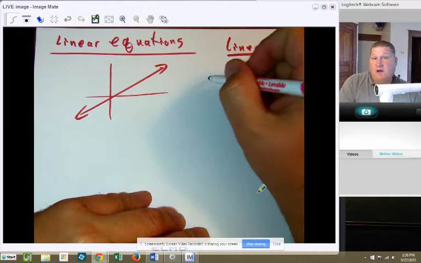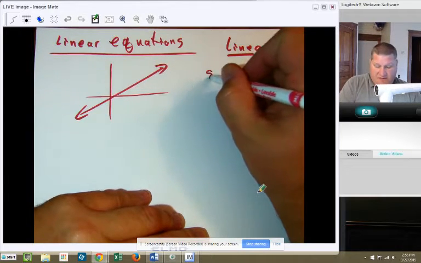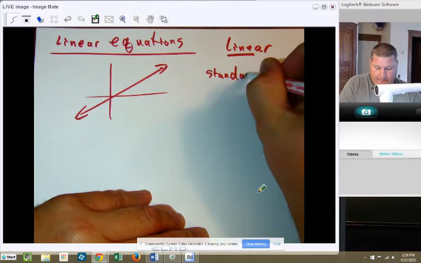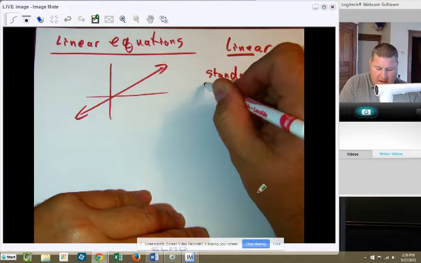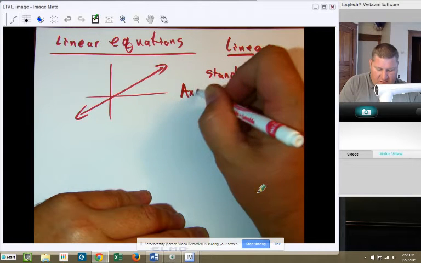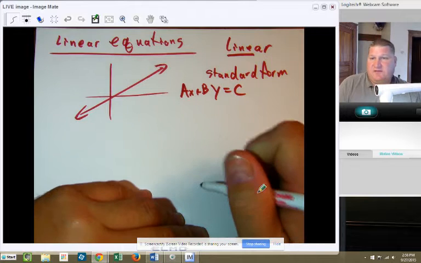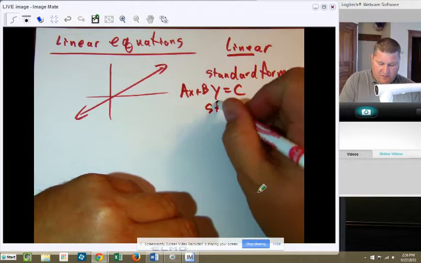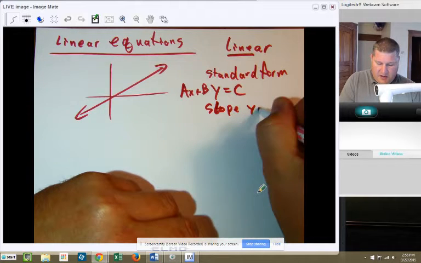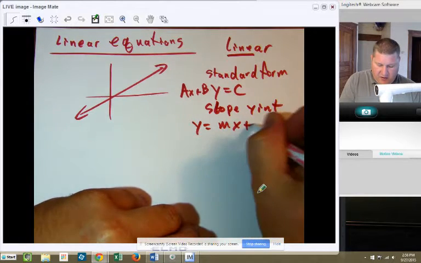As far as equations go for straight lines, we're going to have a couple here. We're going to have standard form, and that is ax plus by equals c. That's going to be standard form. You're also going to have slope-intercept form. That's going to be y equals mx plus b.